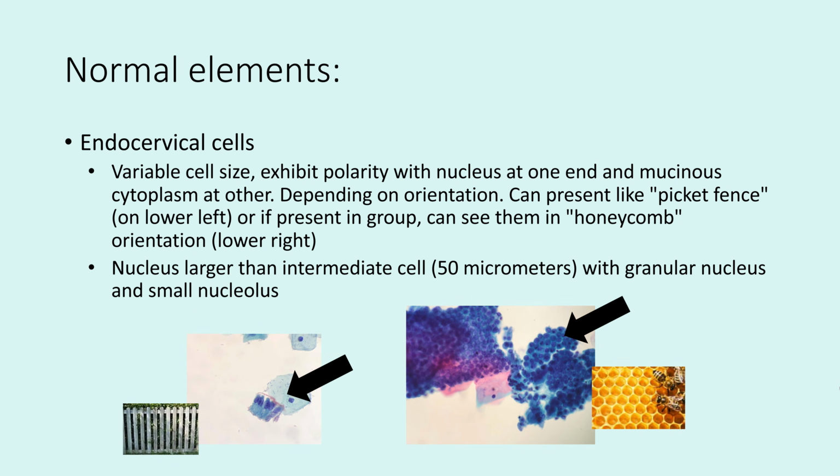And we'll move on to the glandular elements. Endocervical cells can be variable in size. They usually exhibit polarity with the nucleus at one end and the mucinous cytoplasm at the other. Depending on orientation, they can either look like they do in the lower left-hand corner, like a picket fence, or in the lower right-hand corner, like a honeycomb. The nucleus is larger than an intermediate cell at 50 micrometers with a granular nucleus and a small nucleolus.